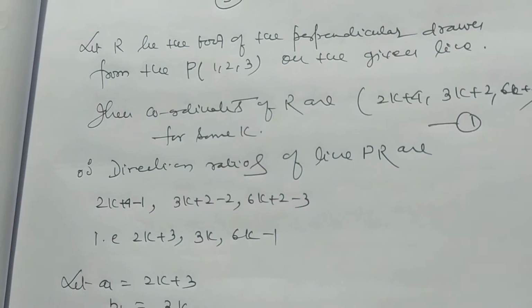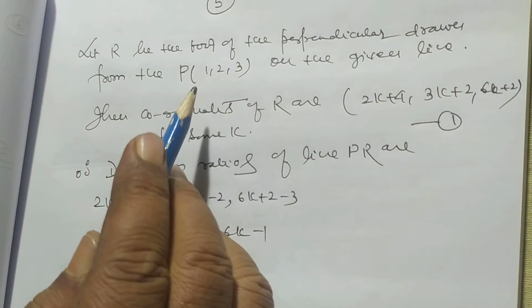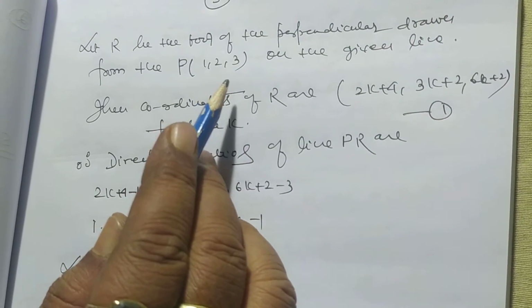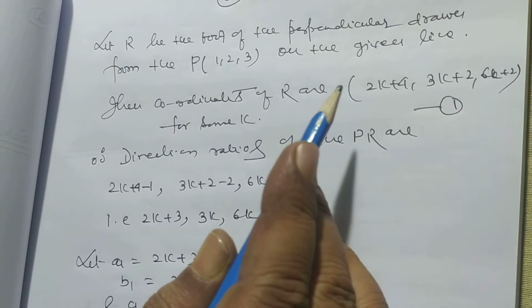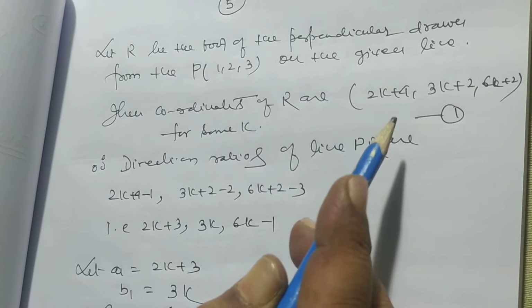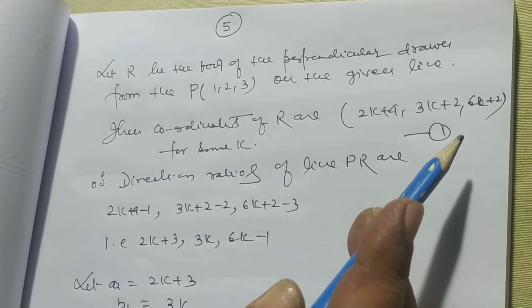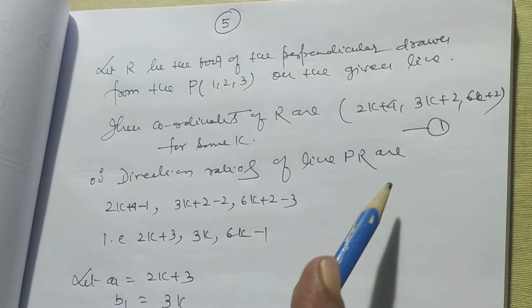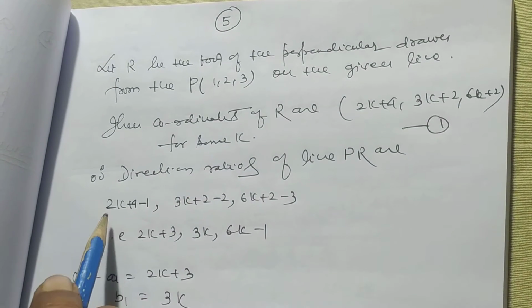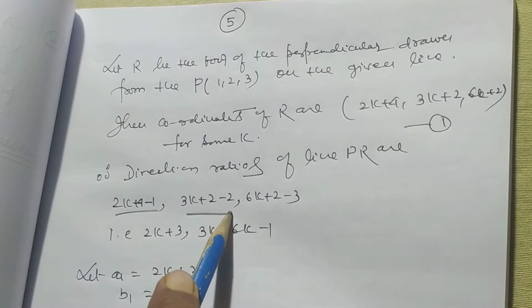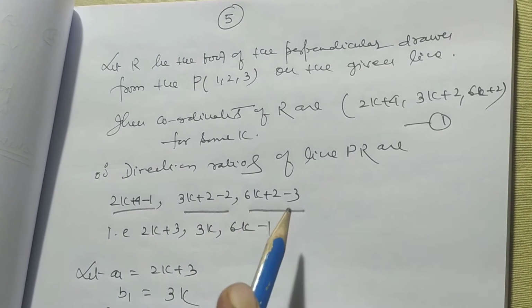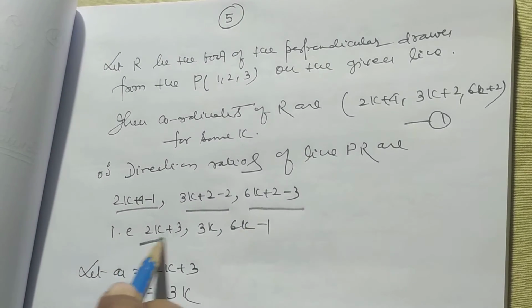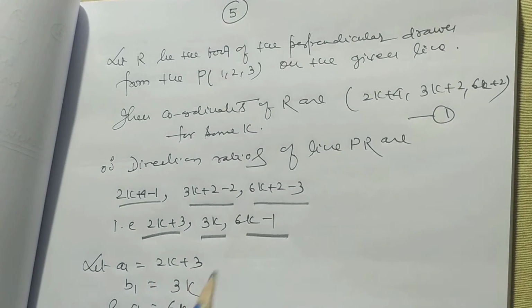Let R be the foot of the perpendicular drawn from the point P, that is 1, 2, 3, on the given line. Then the coordinates of R are 2k plus 4, 3k plus 2, 6k plus 2, for some k. The direction ratios of line PR are 2k plus 4 minus 1, 3k plus 2 minus 2, 6k plus 2 minus 3, and this is 2k plus 3, 3k, 6k minus 1.